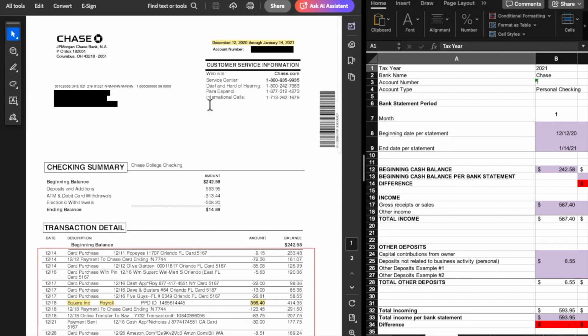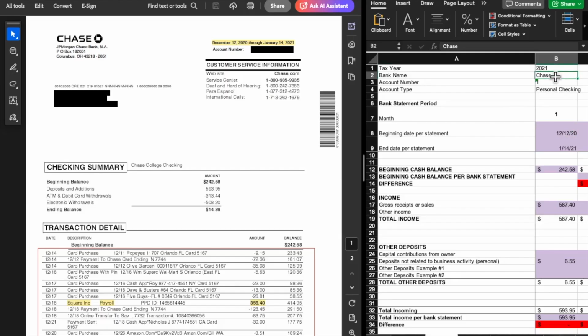So just starting from the top, the period, which here is from December 12th, 2020 through January 14th of 2021. So even though we're doing this template, this summary for tax year 2021, we're going to start with this. Even though this statement starts in 2020, we're still going to use it since it crosses over into 2021. And then later we're going to do an adjustment to fix some of these items, but you'll see that towards the end. But for now, just start with the statement that contains January 1st or whatever year you're doing this for.